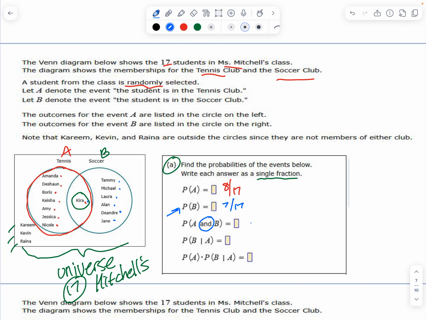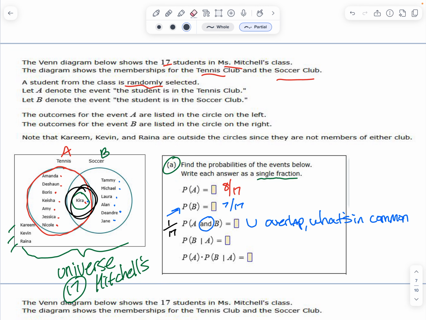Okay, A and B. Okay, and it looks like this in set theory. It looks like a horseshoe. And it's the overlap. Sometimes I think about this as what's in common. So who is the only person in common between tennis and soccer? Well, ding, ding, ding, ding, that's Kira. So Kira is 1 chance that you would grab her out of 17 chances.